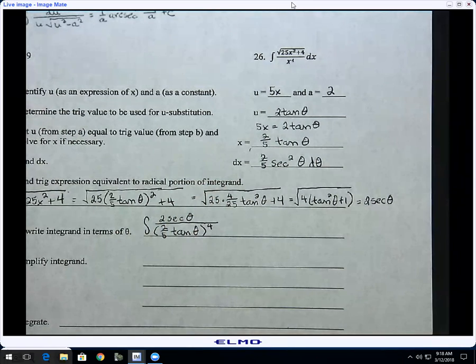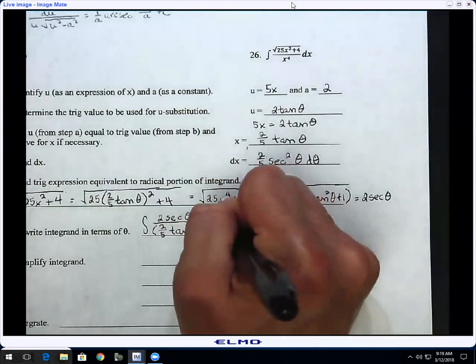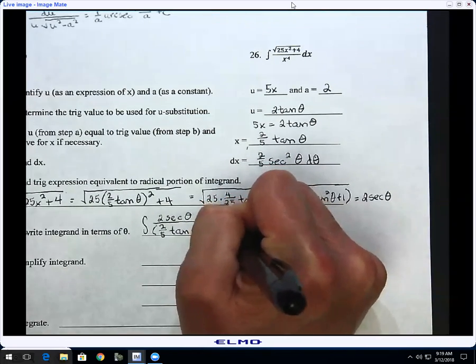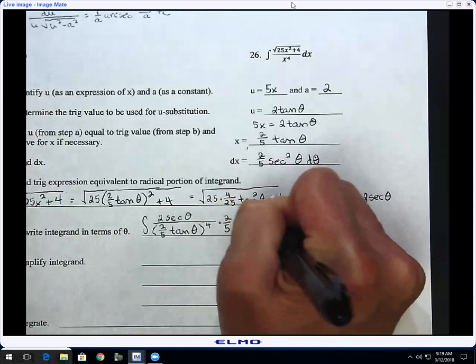And don't forget that you also have to put something in place of dx. What can you put in place of dx? 2/5 secant squared theta. Yep, there, right here. 2/5 secant squared theta d theta.